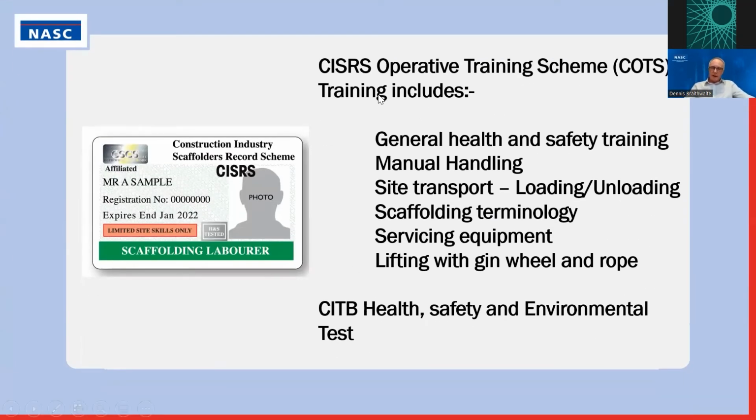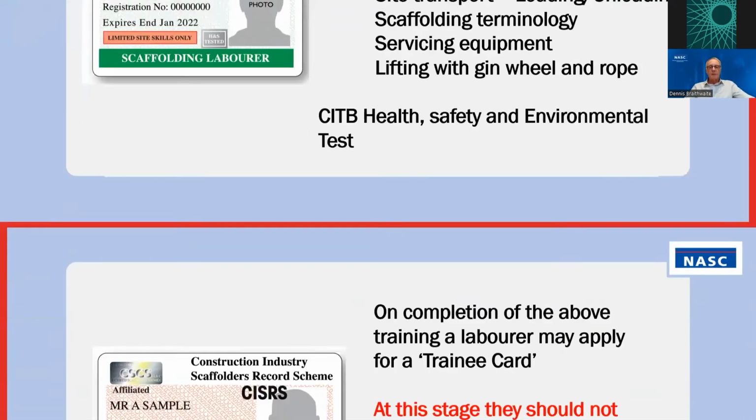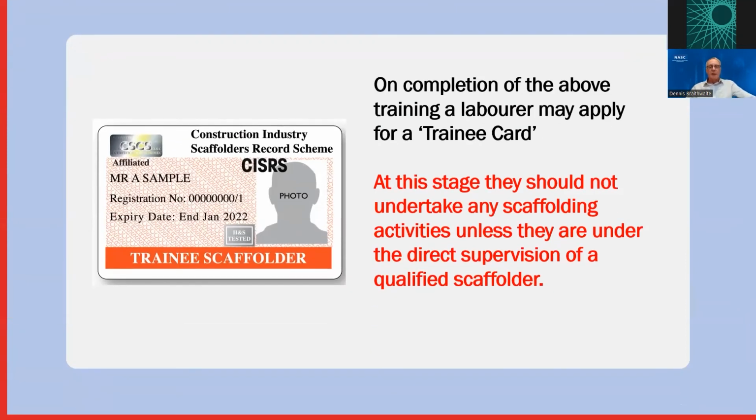Now, looking at the cards, as I say, the COTS card, the labourer's card, the course involves general health and safety, manual handling, site transport, loading and unloading, scaffolding terminology, servicing of equipment, lifting with gin wheel and rope, CITB health, safety and environment test. So once you've got that, he gets his labourer's card. Again, his 6 months experience, and he can then take his Part 2 course.